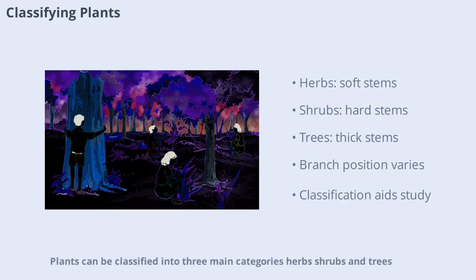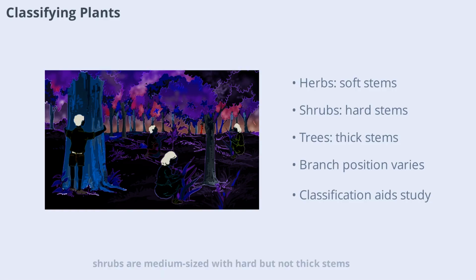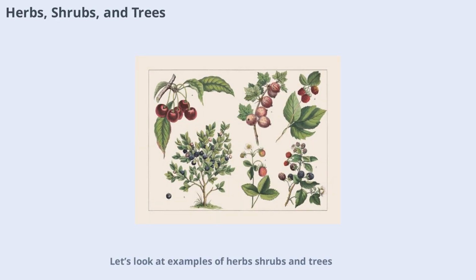Plants can be classified into three main categories: herbs, shrubs, and trees. Herbs are small with soft stems, shrubs are medium-sized with hard but not thick stems, and trees are tall with thick, hard stems. By feeling the stems and observing where branches grow, we can identify which category a plant belongs to. This classification helps us understand plant structure and how they interact with their surroundings. Let's look at examples of herbs, shrubs, and trees.